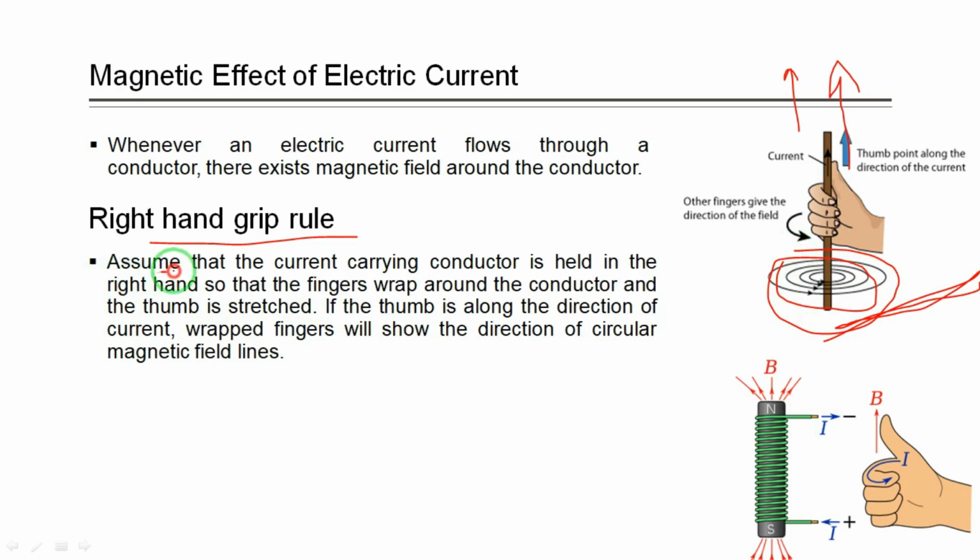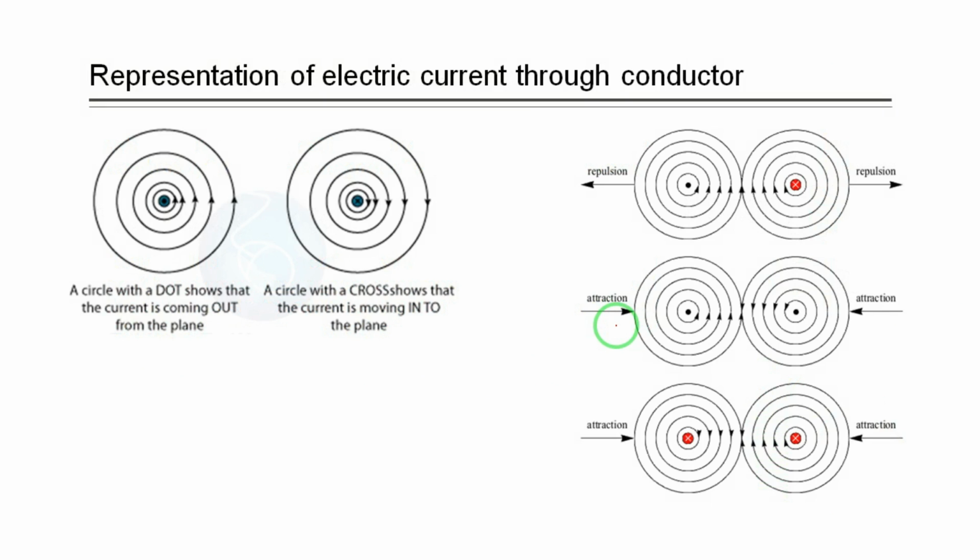Please read the definition. Assume that the current carrying conductor is held in the right hand so that the fingers wrap around the conductor and the thumb is stretched. If the thumb is along the direction of current, then the wrapped fingers will show the direction of the circular magnetic field lines. So this is what I am saying. This is the definition. Now coming to the representation of electric current through a conductor. So observe here.